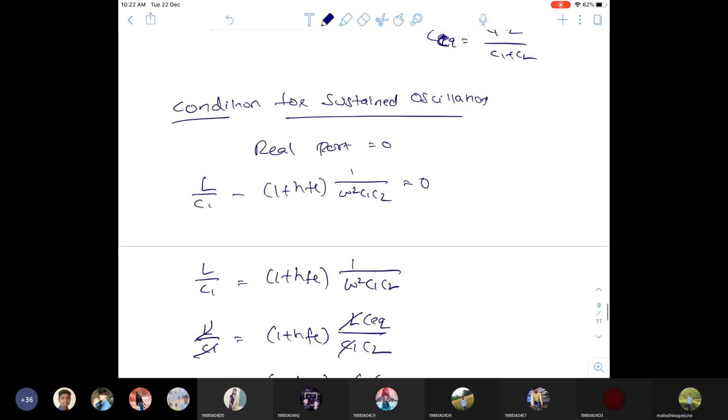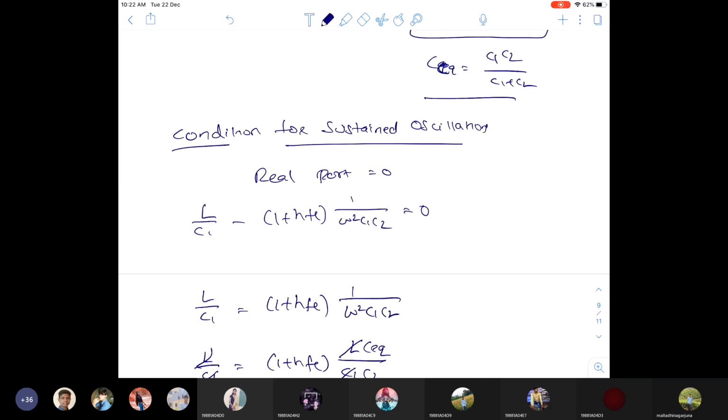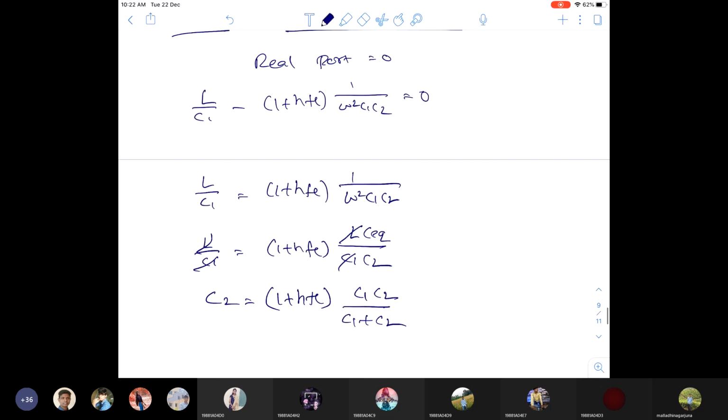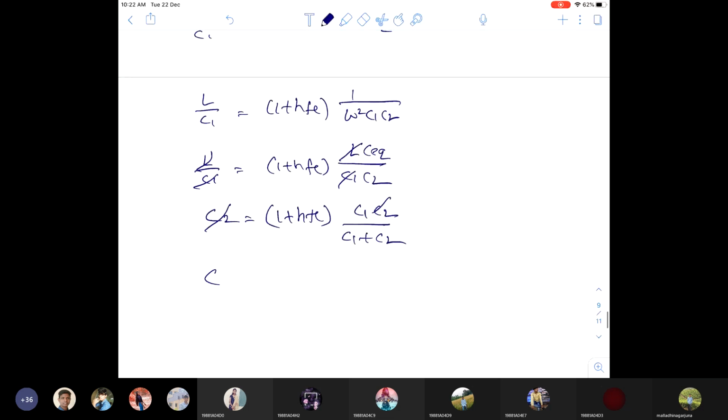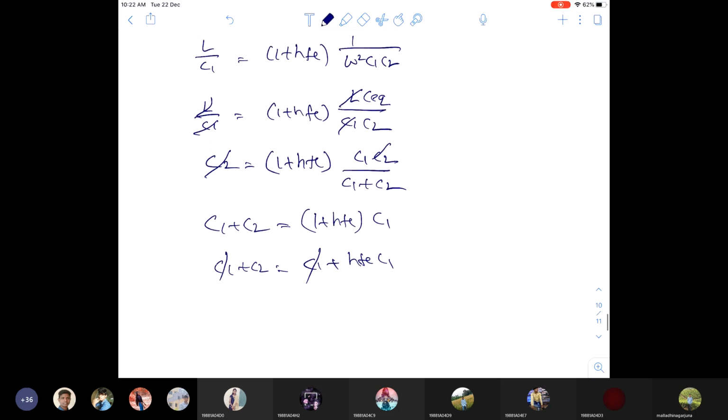So C2 C2 cancel. Cross multiplying, C1 plus C2 equals C1 plus HFE into C1, and C1 cancels. So finally HFE equals C2 by C1. The condition is HFE equal to C2 by C1.